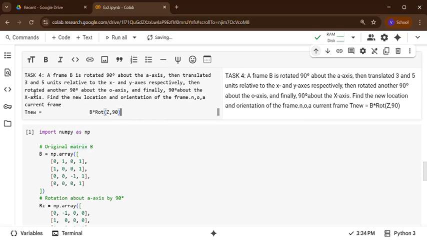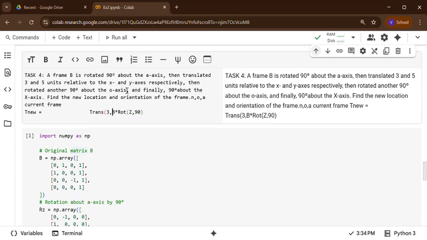Next transformation is translated along X and Y by 3 and 5. X and Y means reference frame. Reference frame means you have to pre-multiply. So for that, the translation is, in X-axis you have 3 units, then Y-axis you have 5 units, then Z-axis none, so put 0 and close it. That has to be multiplied.